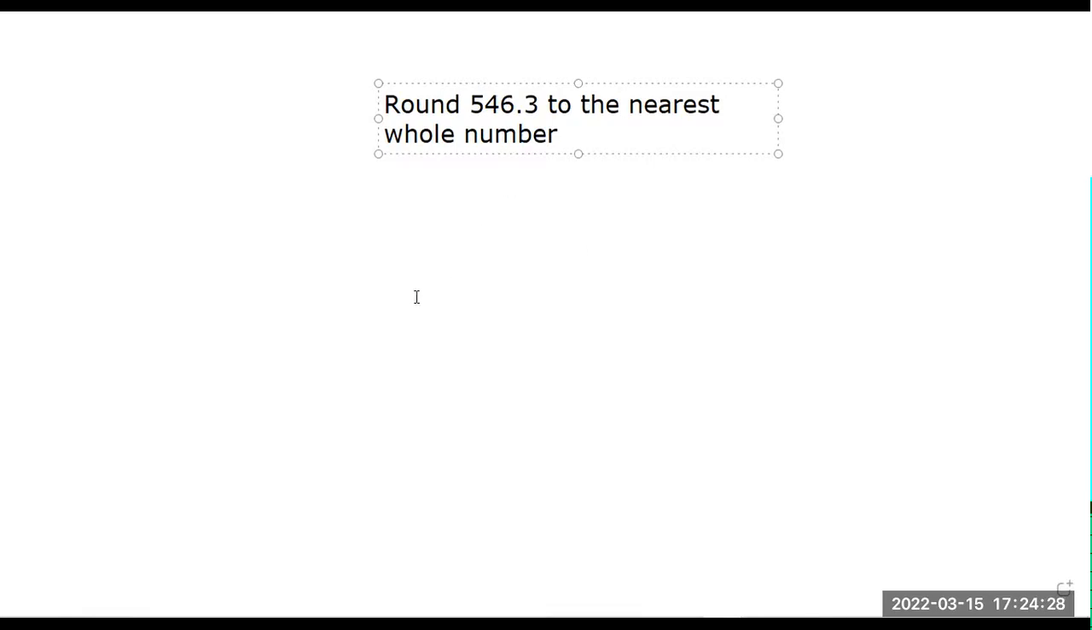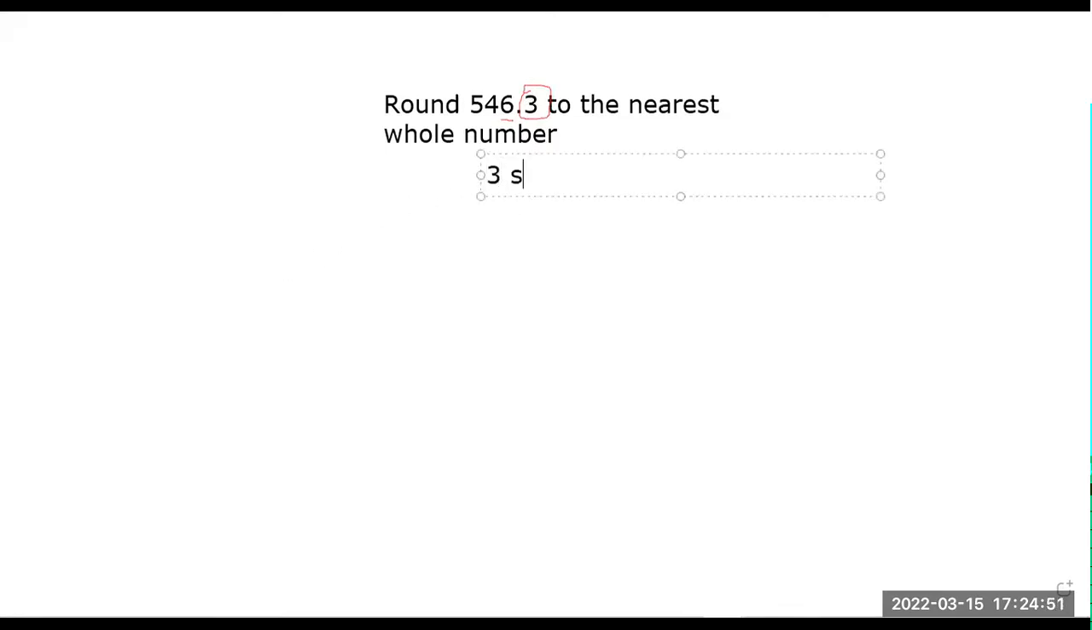Right, guys, so this is how we will solve this problem. We need to round this number to the nearest whole number. The first thing is to look at the ones column. The ones column would be 6, that number 6. Then we look to the right of 6, the first decimal place, which is 3. Is 3 bigger than 5 or is it less than 5?